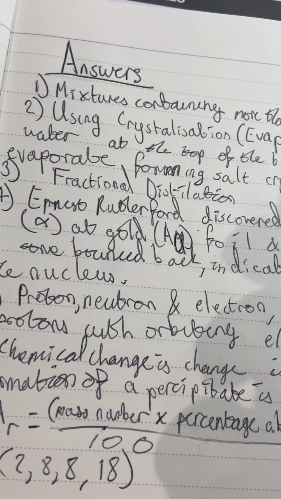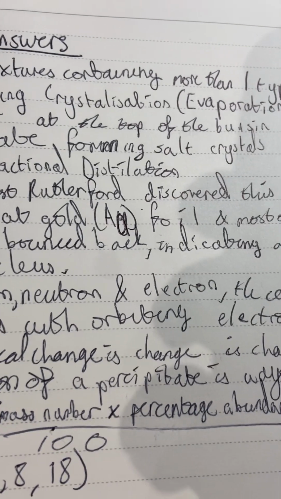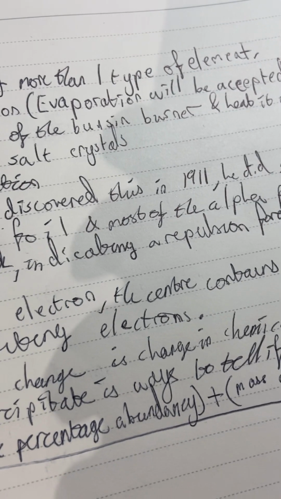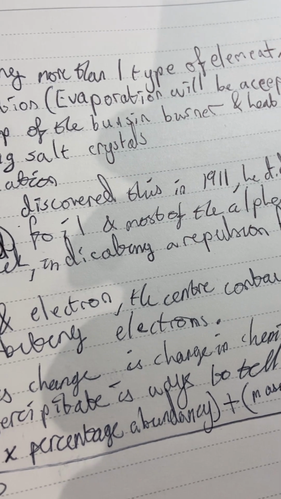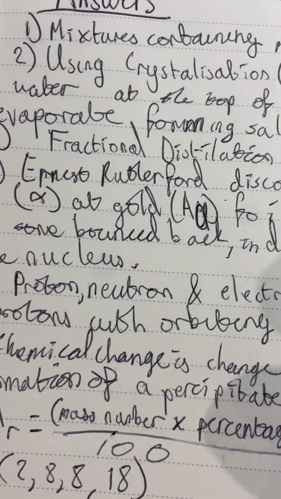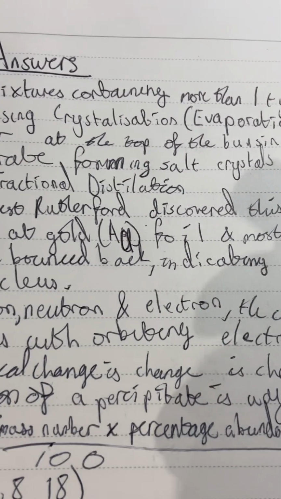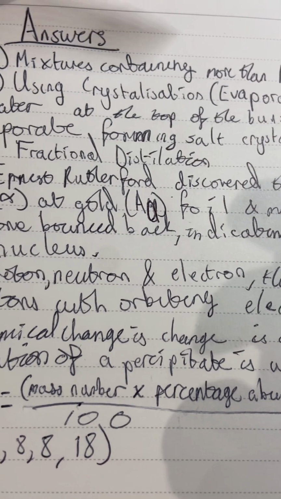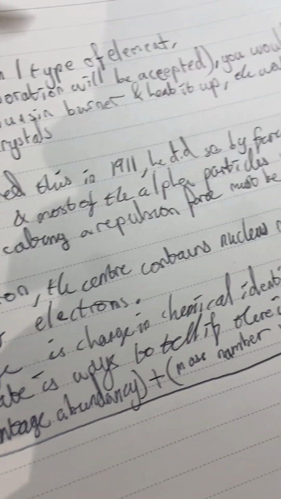Well, the first question was, what is the difference between an atom and a mixture? As said before, a mixture is just something that contains more than one type of element, whereas an atom is usually just one type of element. Question 2 was how to separate seawater, giving a step-by-step method. Well, we could use crystallization. Evaporation, if you said evaporation, that would also be accepted.